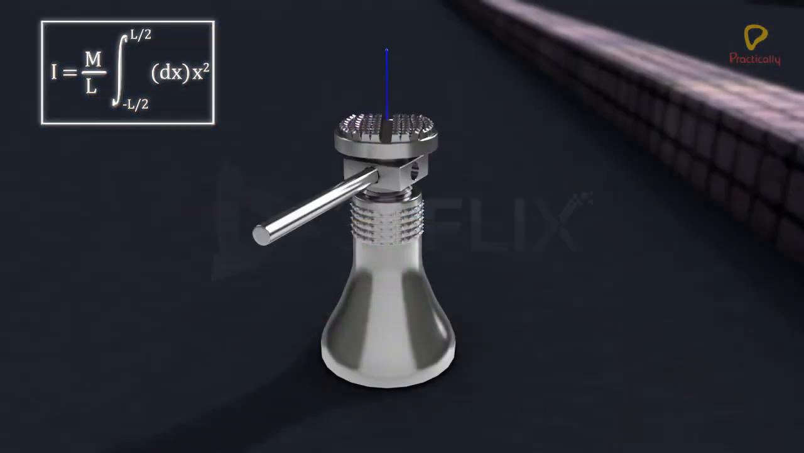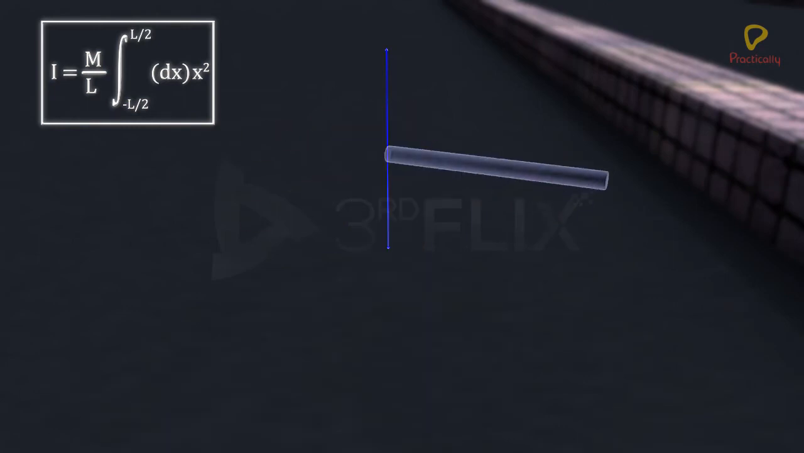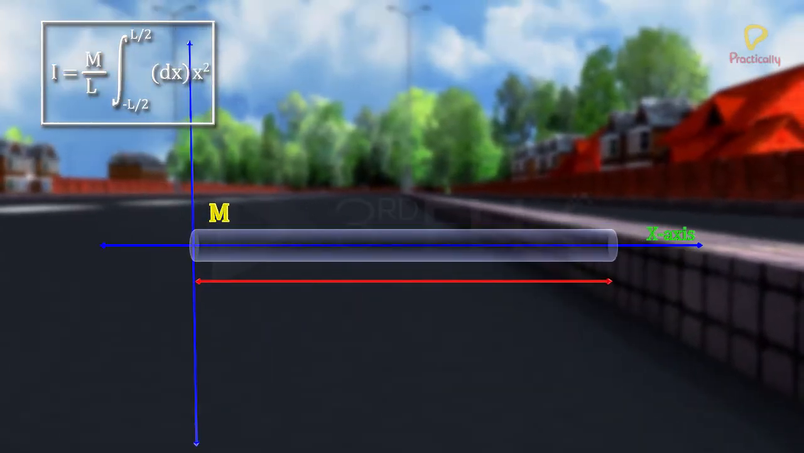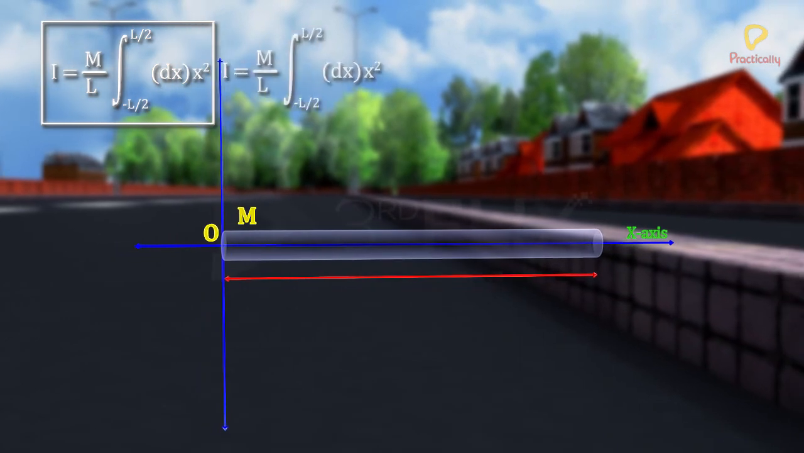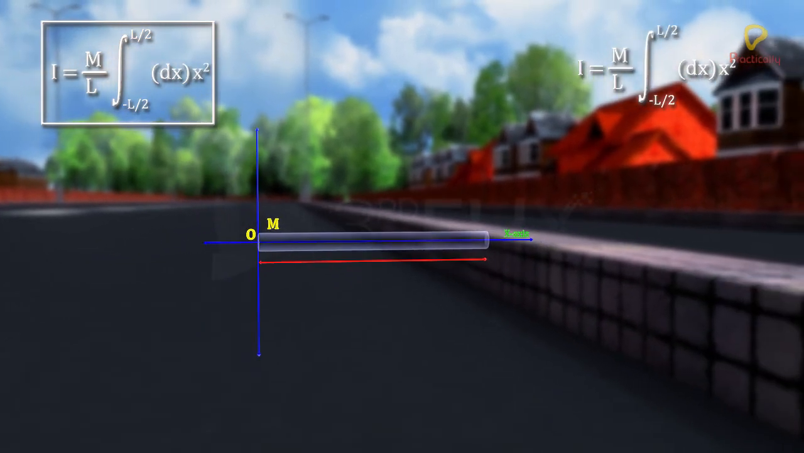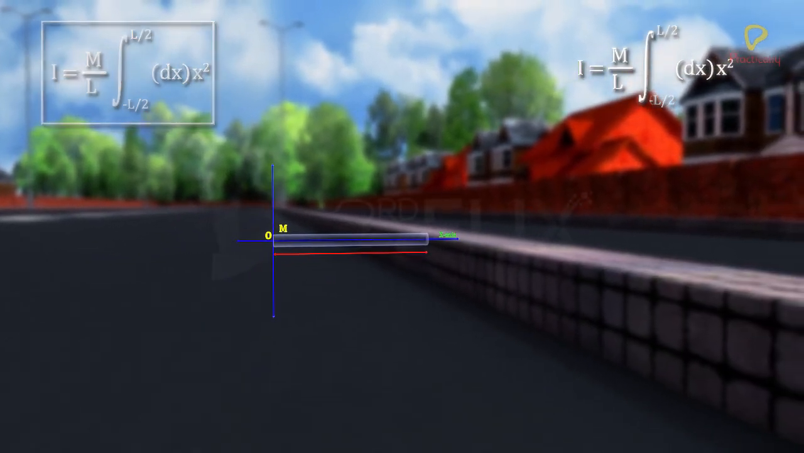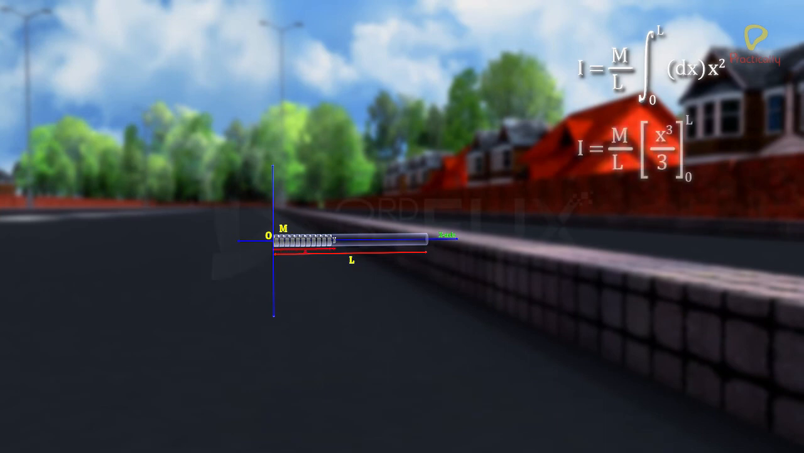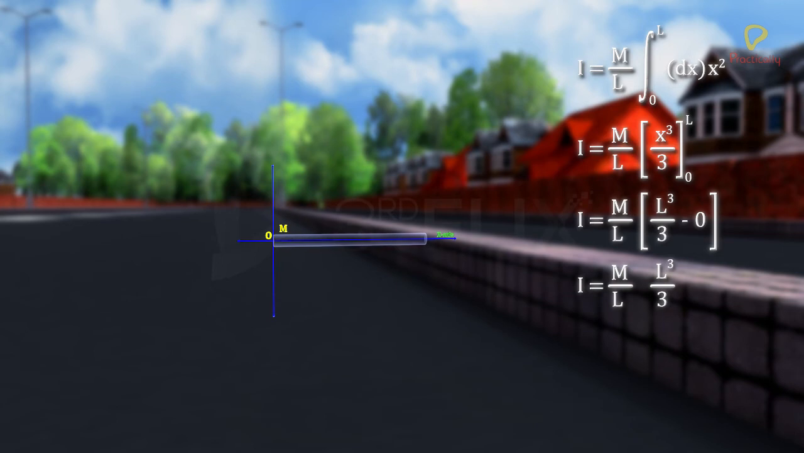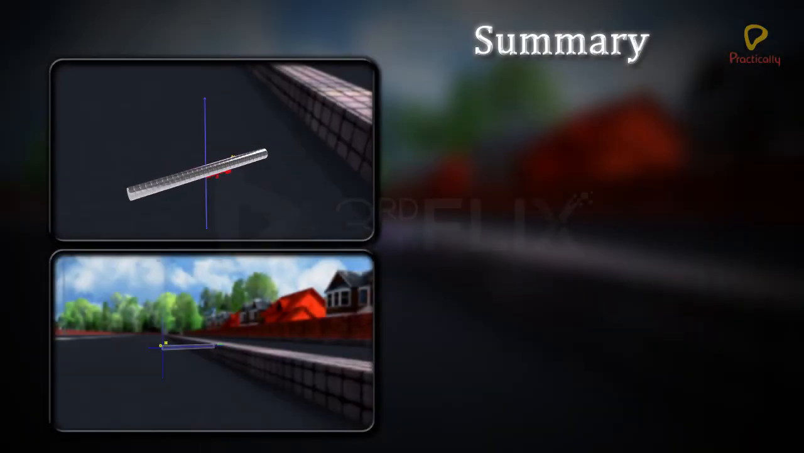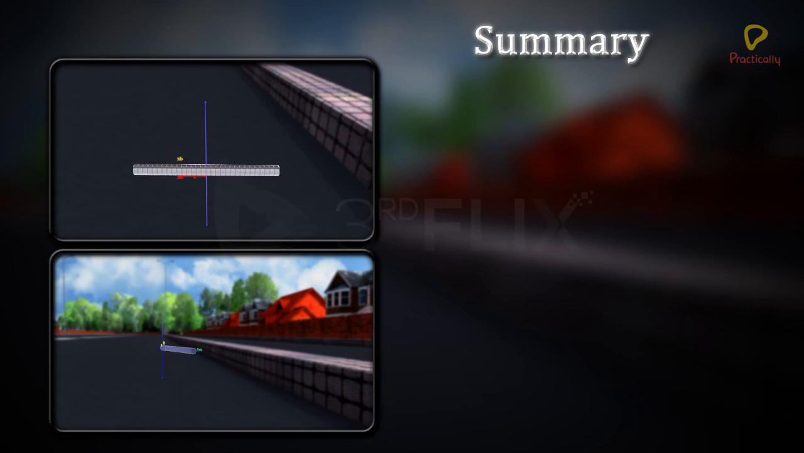If the axis of rotation is perpendicular to the rod and passes through one of the endpoints, the integrand from the previous result remains the same, whereas the limits vary from 0 to L. On integrating and substituting the limits, we get the moment of inertia about an axis passing through the endpoint as m L square by 3.